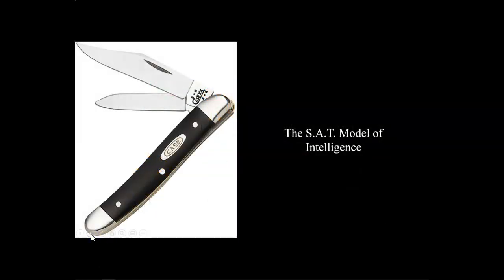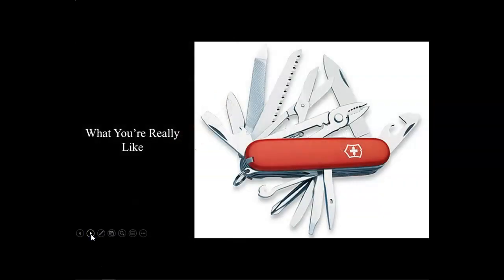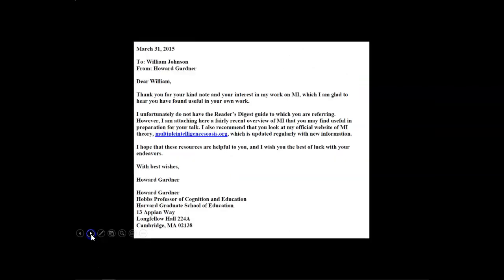So this is the SAT model of intelligence. It measures your language, reading and writing abilities, and it also measures your mathematical abilities. And a lot of people conclude that they're stupid if they haven't scored very high on their SAT scores. And the reality is, according to Gardner, that you're more like a Swiss Army knife. You have multiple forms of intelligence, amongst which are those that we usually measure using standardized testing.